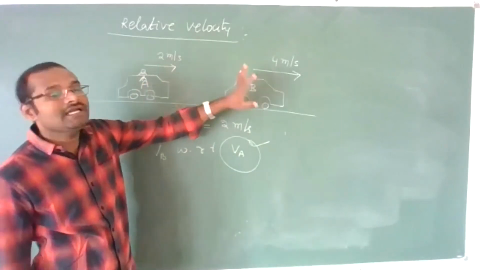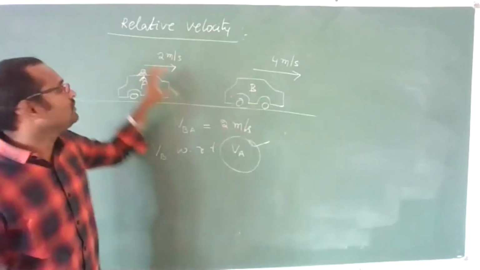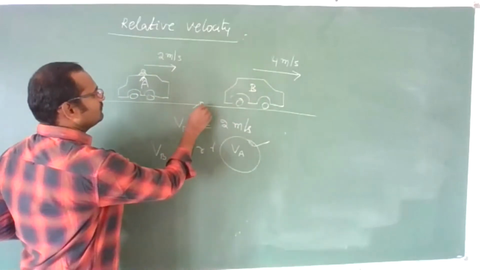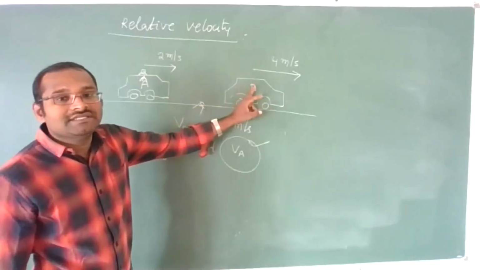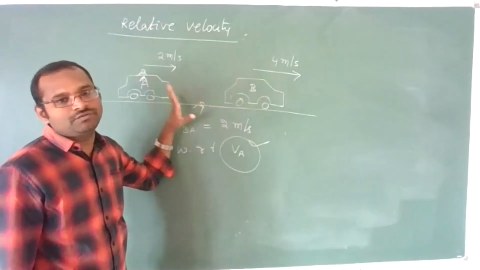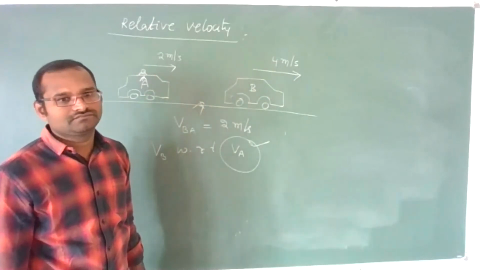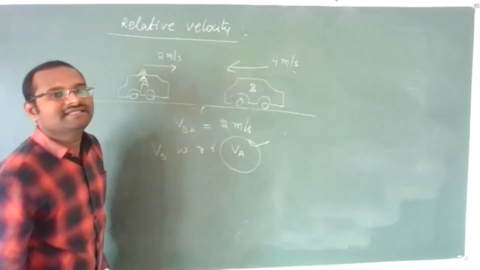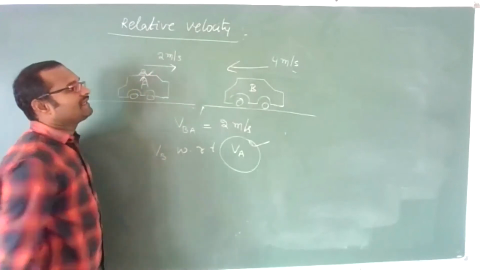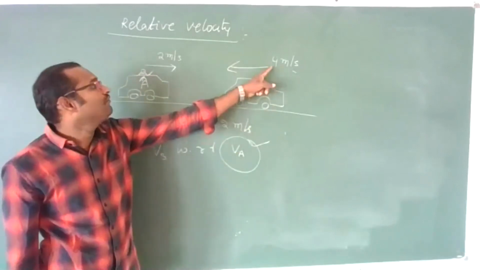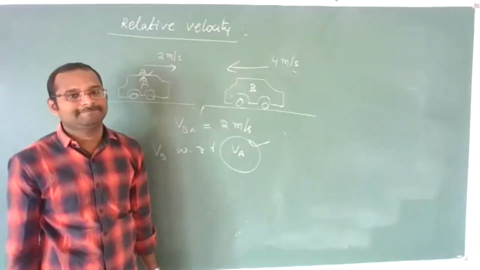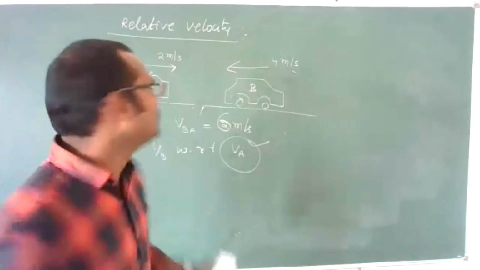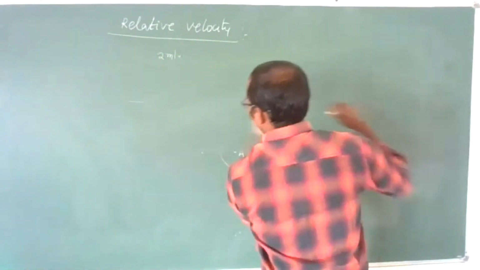Then you will feel that your friend is moving with 2 meters per second velocity with respect to you. You will feel that he is moving with 2 meters per second only, because you also have 2 meters per second velocity. If you are on the ground, then for you this vehicle is 4 meters per second, this vehicle is 2 meters per second. Are you understanding? If this vehicle is not moving like that, it is moving like this, then you will say that velocity of car B will be 4 plus 2, 6 meters per second. It will become 6 meters per second.